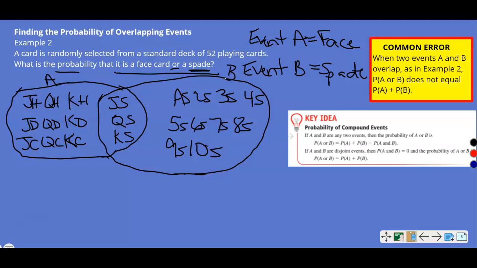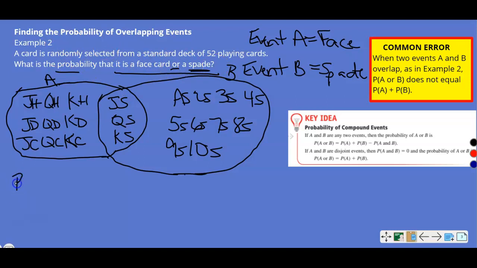All right, so event A again is all your face cards. Okay, jacks, queens, kings, with hearts, diamonds, clubs, and spades. And then this is our ace, 2 through 10, and then king, queen, and jack of spades as well. So this is event B, all of our spade cards. This is all of our face cards. And then in the middle here, these are the ones that overlap. All right, so we want to find the probability of face card or spade.